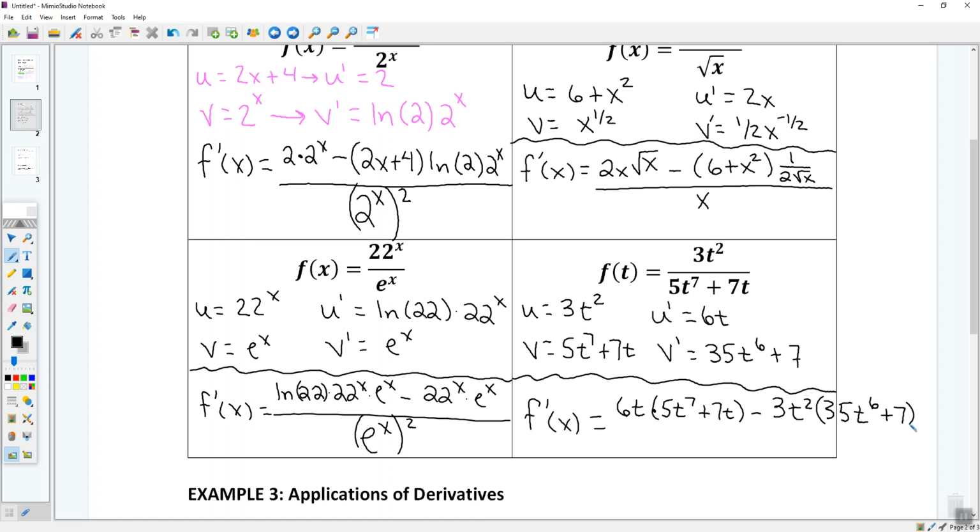All over 5t to the 7 plus 7t squared, that whole quantity squared, right? Yep. So could you do like 5t to the 14th plus 7t squared? Well, you'd be very careful on that. That would be like a FOIL thing. You would see that expression times itself.